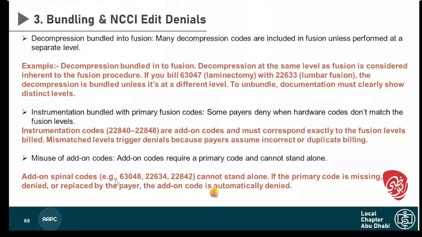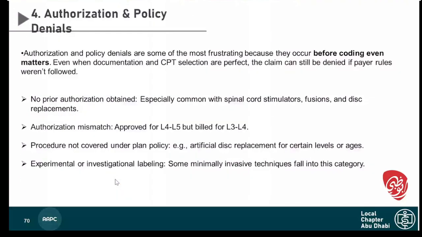Next come authorization and policy denials. Authorization and policy denials are some of the most frustrating because they occur before coding even matters. Suppose prior approval was taken for the L4, L5 level, but surgery was performed at the L1, L2 level. Then there is a discrepancy between the levels, and this will end up in rejection. Then diagnosis to procedure mismatch.